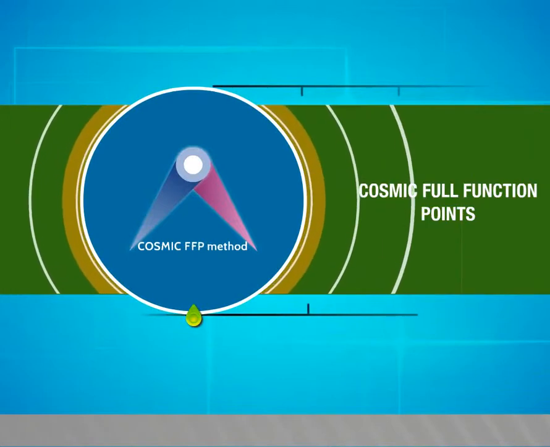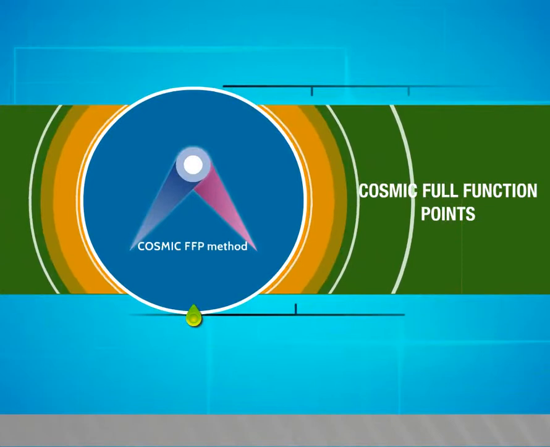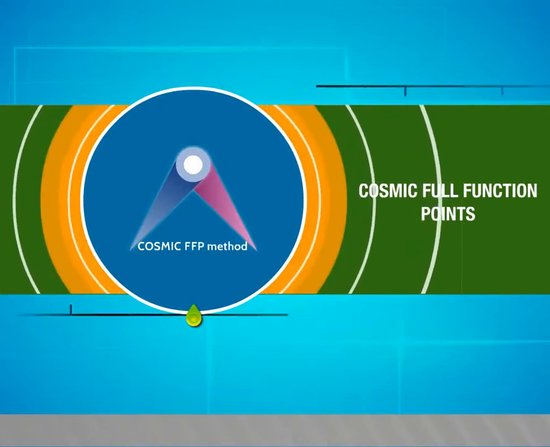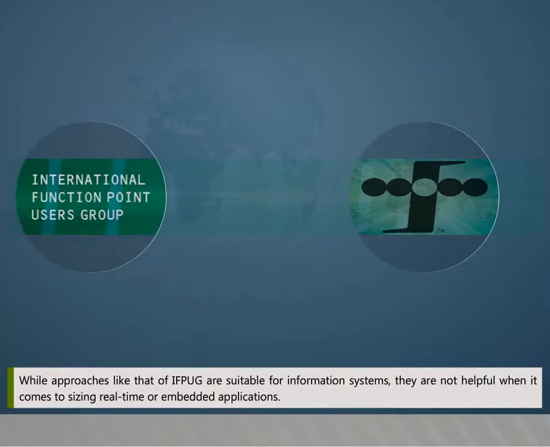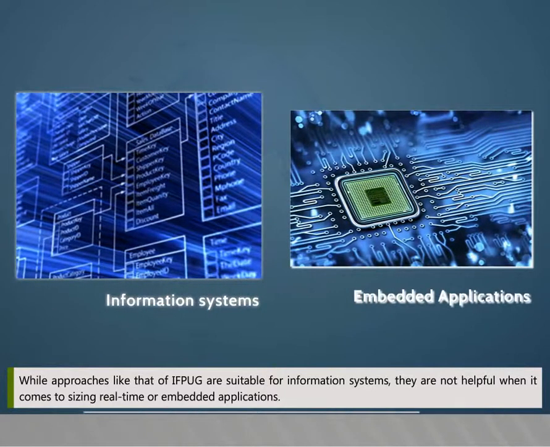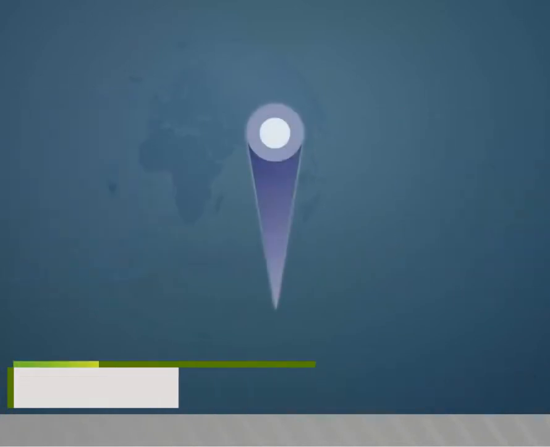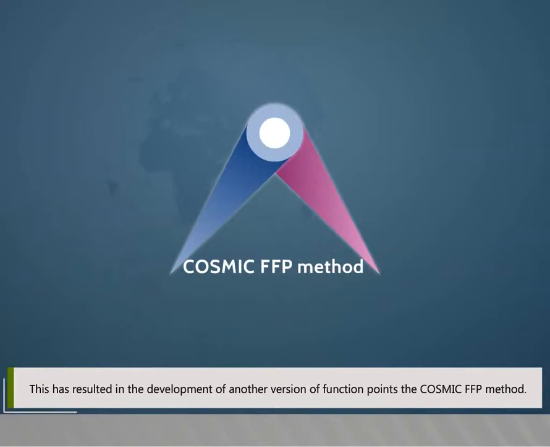COSMIC full function points. In this video, we are going to see about COSMIC full function points. While approaches like that of IFPUG are suitable for information systems, they are not helpful when it comes to sizing real-time or embedded applications. This has resulted in the development of another version of the function points, the COSMIC FFP method.